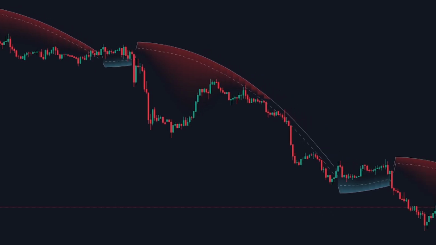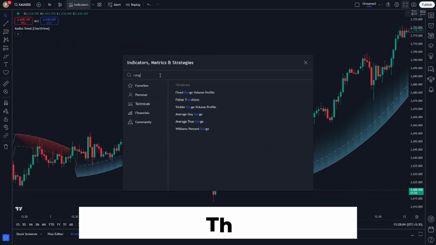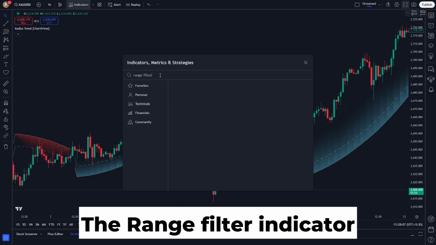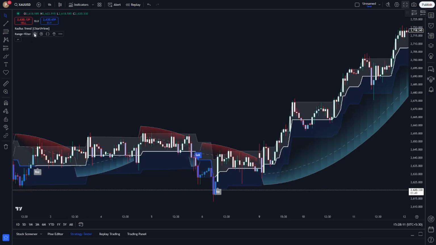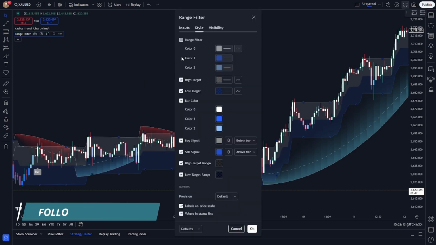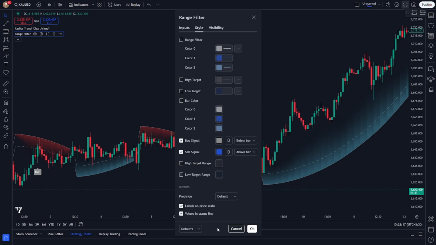Step 1. Setting up the range filter indicator. To get started, go to the TradingView indicator search bar and type in range filter. Select it, and once it's added to your chart, double-click on the indicator to access its settings. In the Style tab, you'll want to disable some options to keep your chart clean. After that, click OK.